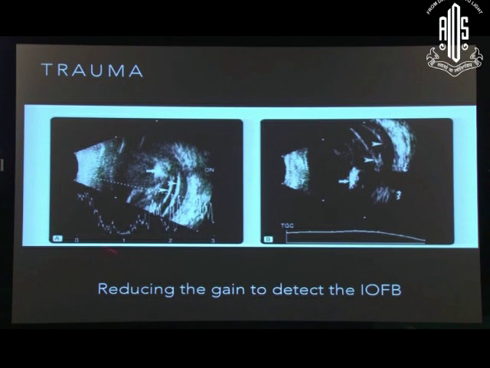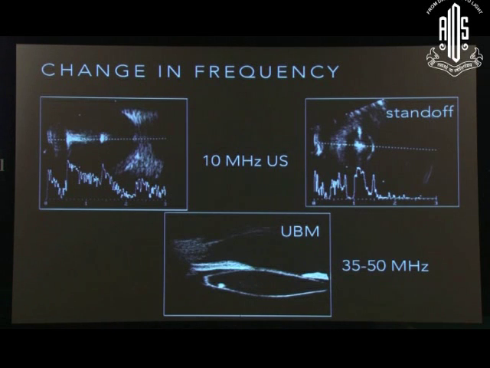As opposed to this patient with trauma, vitreous hemorrhage, and multiple membranes of varying echogenicity, here you reduce the gain, and now you see there is one structure which still stands out, and this is an intraocular foreign body. So you manipulate the gain, you manipulate the decibels to see more or to see less, depending on individual situations.